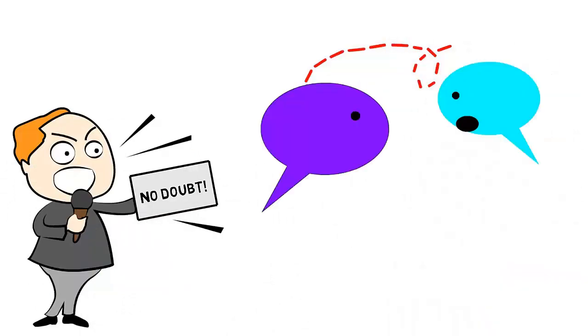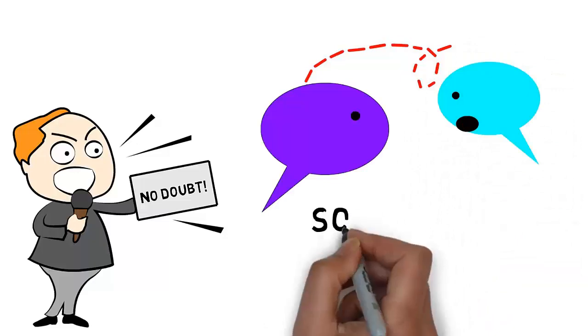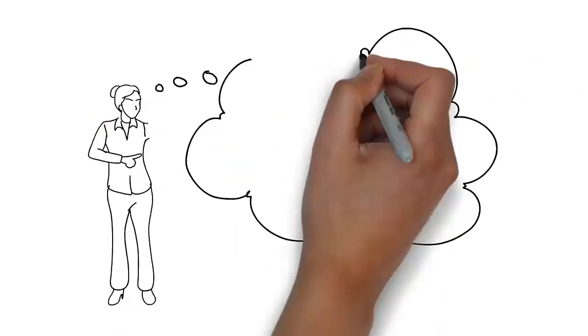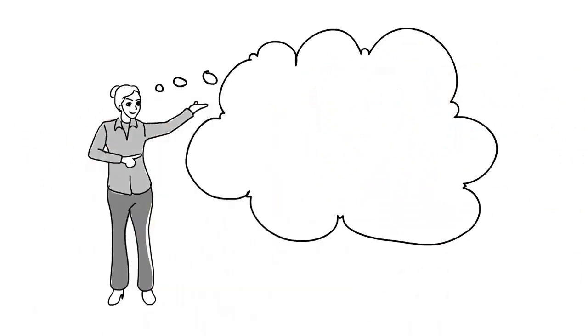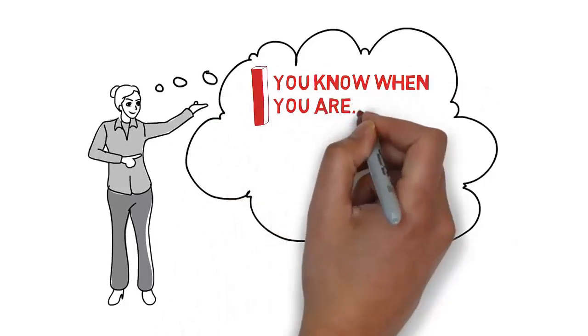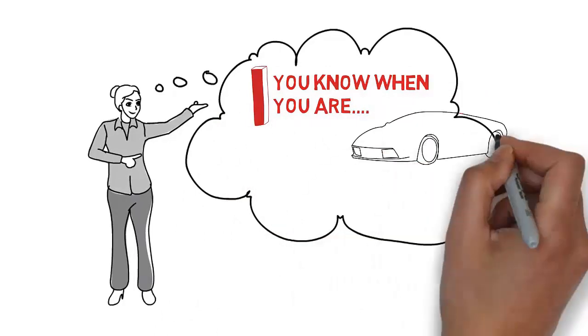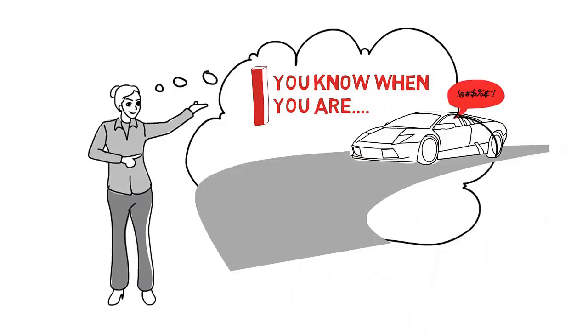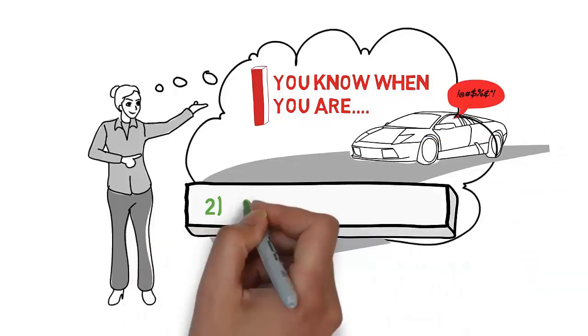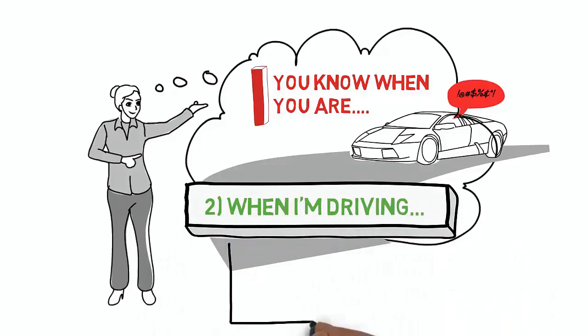With iLanguage, you will give people something to respond to rather than being too nice and delivering a pleading request or a subtle hint. Here is an example, and I want you to see if you can feel the different ways you would respond. Example 1. You know when you are driving your car and you get cut off by someone, you get angry. Or when I'm driving my car and I get cut off by someone, I get angry.